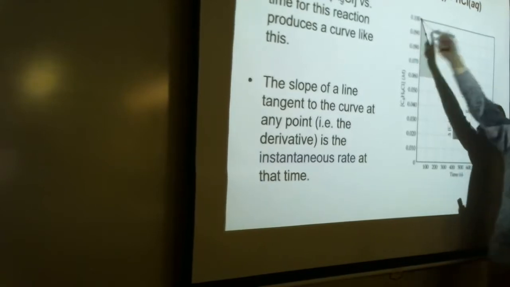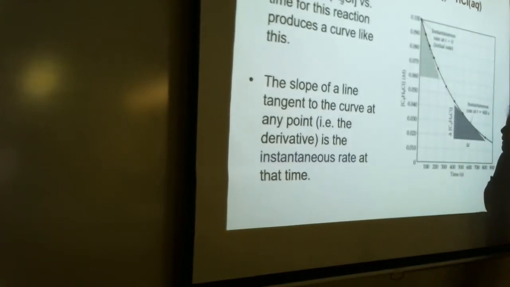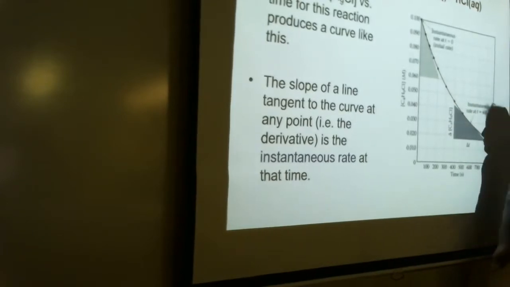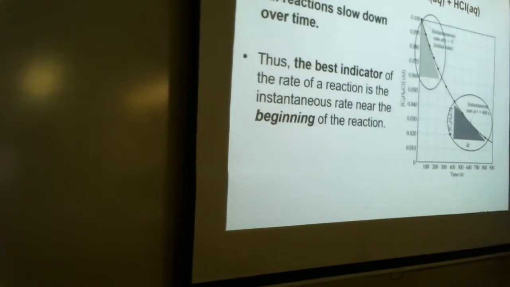And then when we start getting into an integrated rate law, then we can figure out what the rate is at some point down the line. Right? So this is why we're using the initial rate, because that's where it's going to be the fastest. That's where I've got the most reactant. Does this make sense? Everybody still good?